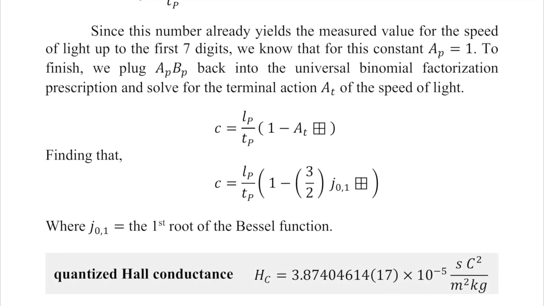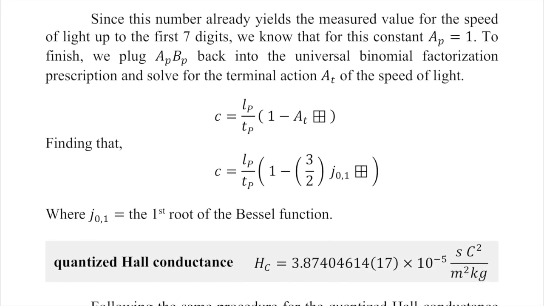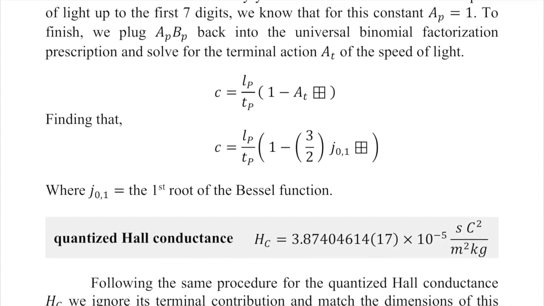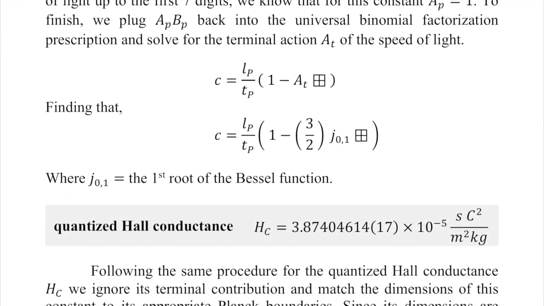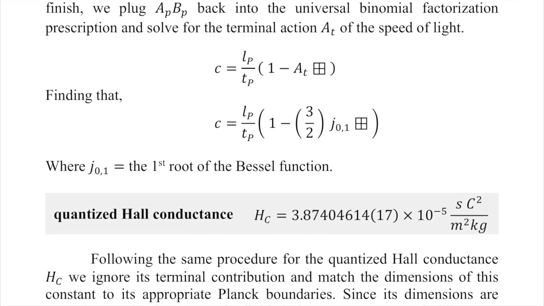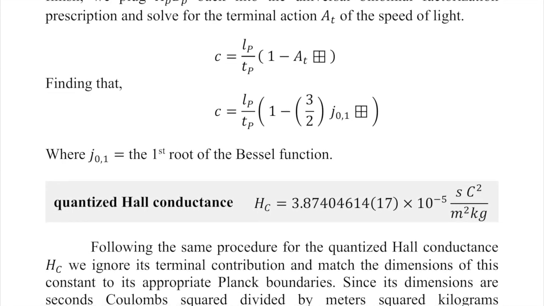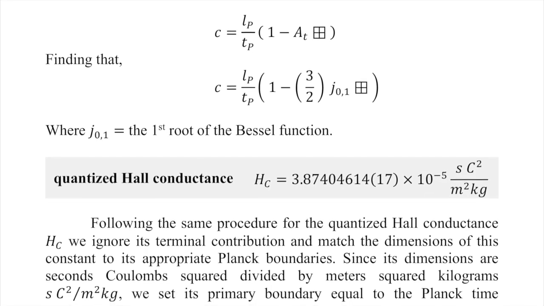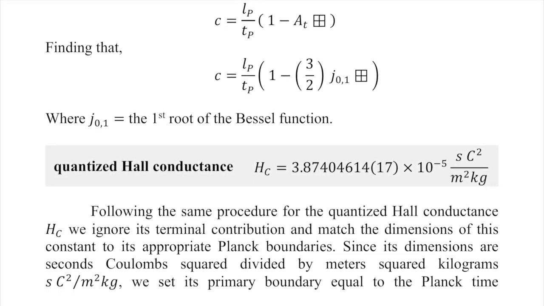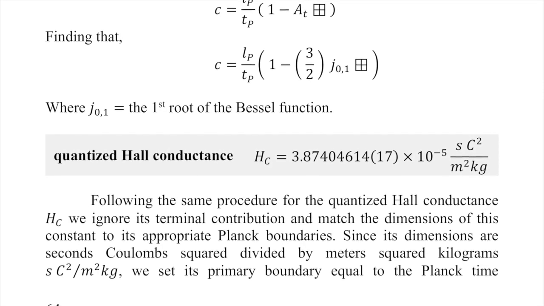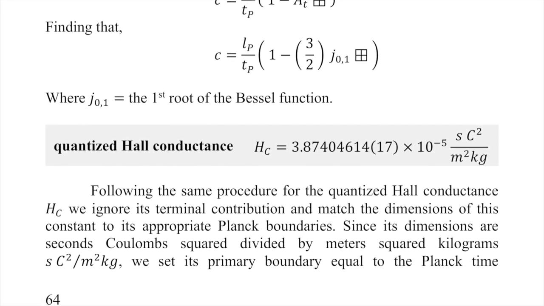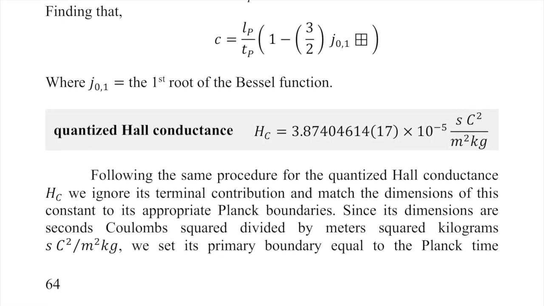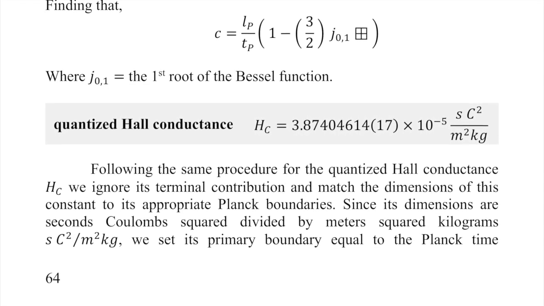The quantized Hall conductance. The value of the quantized Hall conductance is 3.87404614 plus or minus 17 in the 14. So it's a sharply known number, right? Times 10 to the negative 5, and its dimensions are seconds times coulombs squared over meters squared kilograms. That means dimensions of time and charge squared over dimensions of length squared and mass. Following the same procedure for the quantized Hall conductance, we ignore its terminal contribution and match the dimensions of this constant to its appropriate Planck boundaries.